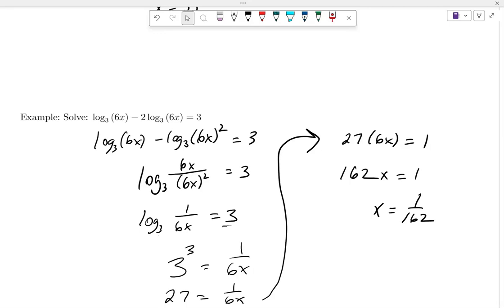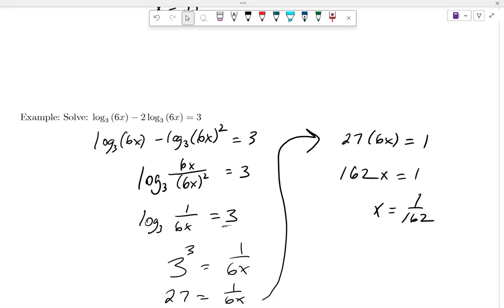So notice in the first one, we used the sum property to give us a product. In the second one, we used the difference property to give us a quotient. But again, it's about combining into a single log. That's why we had all those practice problems for combining into a single log, so that we can get to this point to solve equations.